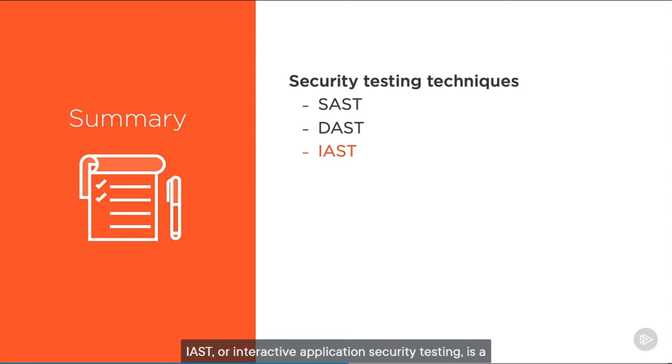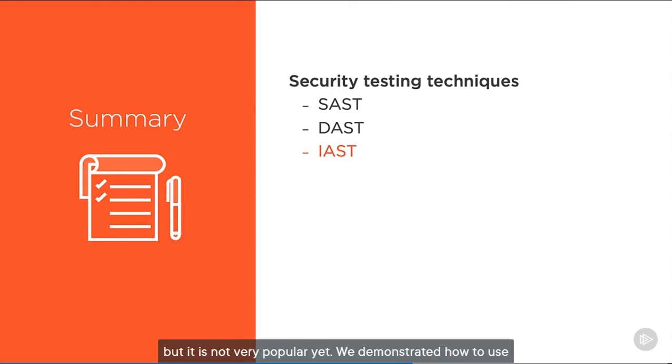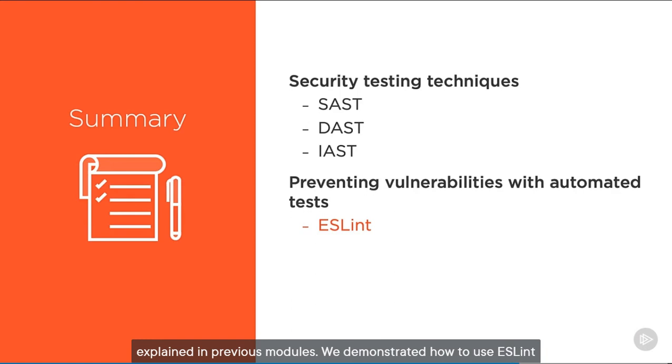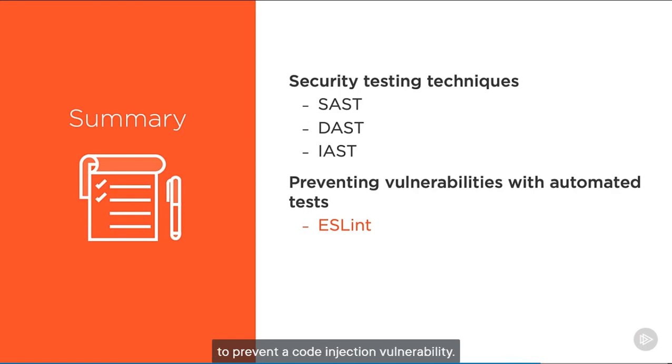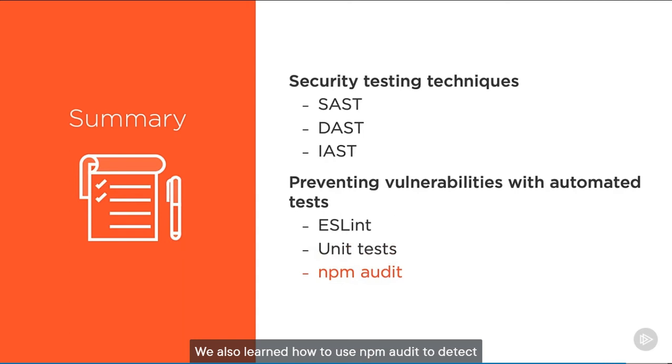IAST, or Interactive Application Security Testing, is a combination of the previous two approaches. This technique is very promising, but it is not very popular yet. We demonstrated how to use automated SAST and DAST tests to discover vulnerabilities explained in previous modules. We demonstrated how to use ESLint to prevent a code injection vulnerability. We also saw how to use unit tests to detect prototype pollution in the merge utility function. We also learned how to use npm audit to detect vulnerabilities introduced through third-party code.